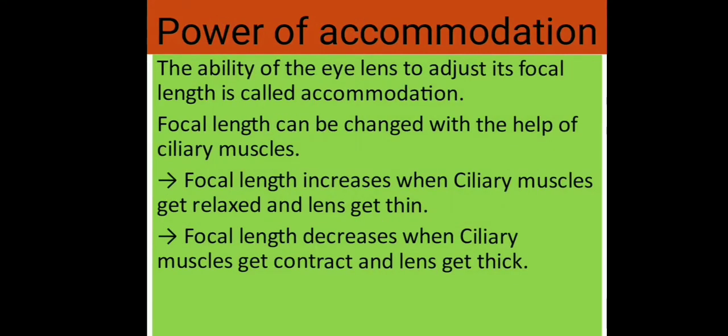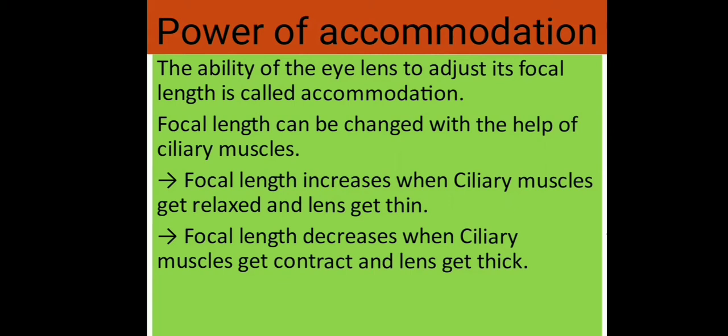Next one, power of accommodation. It is a very important topic. It is the ability of the eye to change the focal length of the eye lens with the help of ciliary muscles to get a clear view of nearby objects and far distant objects. Now, students, you should keep in your mind that the near point of the human eye is 25 centimeter and the far point is infinity. Okay.